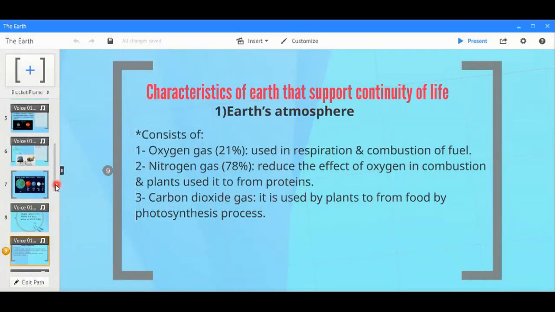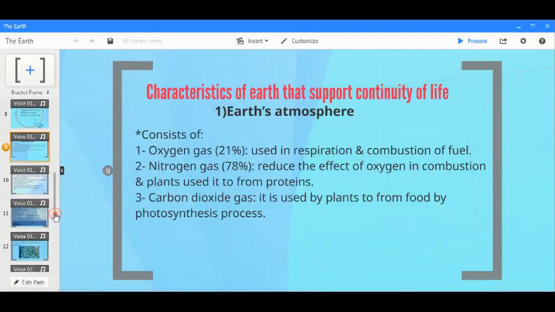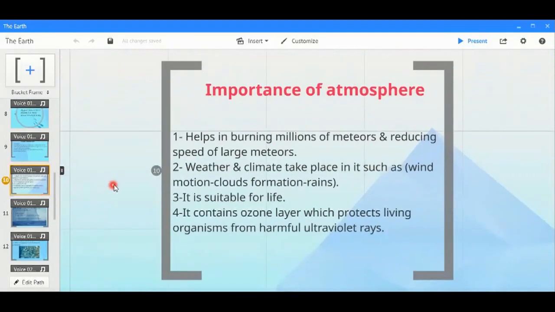Do we have another importance for the atmosphere? Yes. If you remember what we said about the celestial bodies, we have something called meteors and meteorites. Due to the friction between meteors and the air, they burn up completely, while for meteorites, a part of it burns and the other part falls on the Earth. So the atmosphere protects us from meteors and meteorites because they burn up completely or incompletely depending on their size.